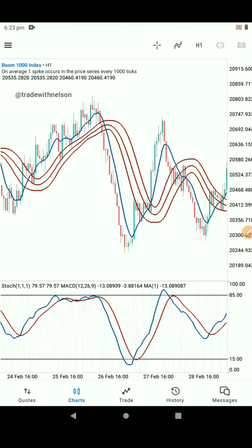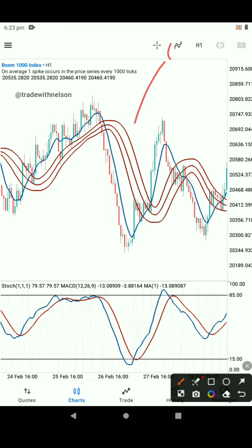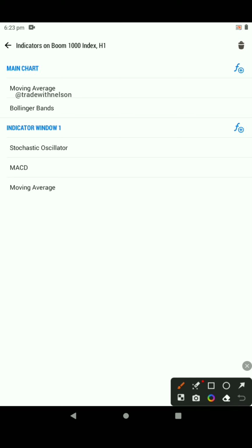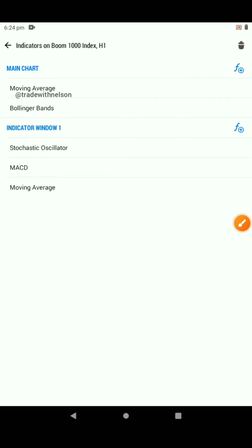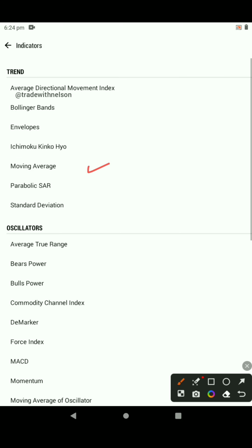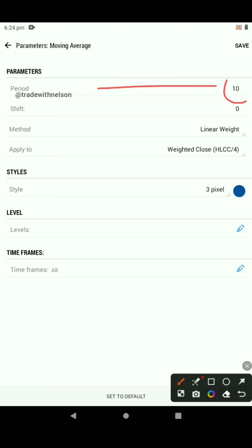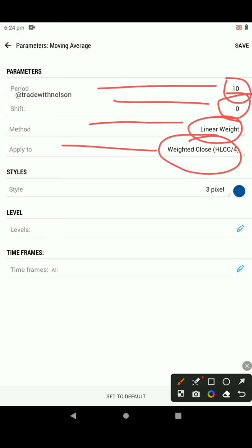Let me show you the settings to my indicators. First thing you do is click on this indicator icon over here. Like I said, I have a series of indicators. I have the moving average, Bollinger Band, stochastic oscillator, MACD, and the moving average. To select this moving average, click on this F icon on the main chart, moving average. Make your period 10, shift 0, method Linear Weighted, apply to Weighted Close, style 3 pixel, and select a color of your choice. After that, click on save.